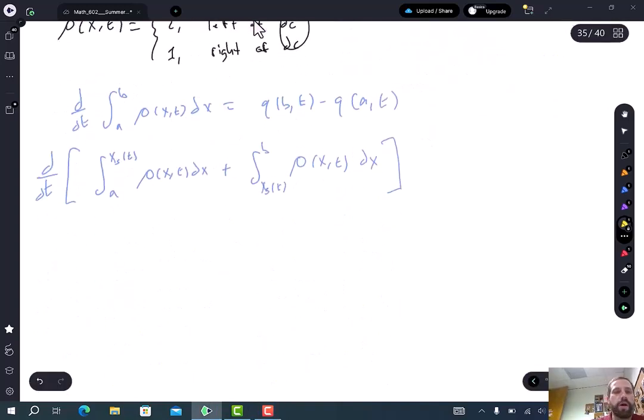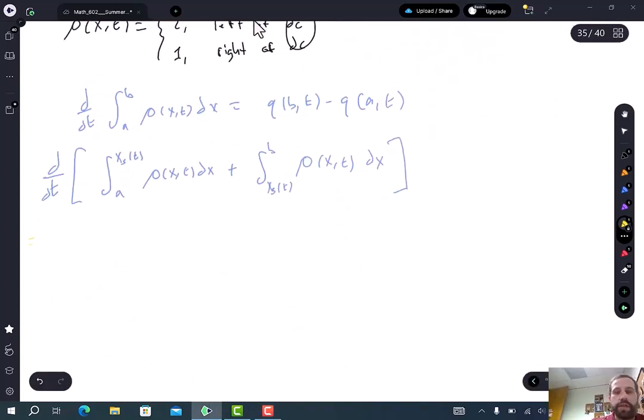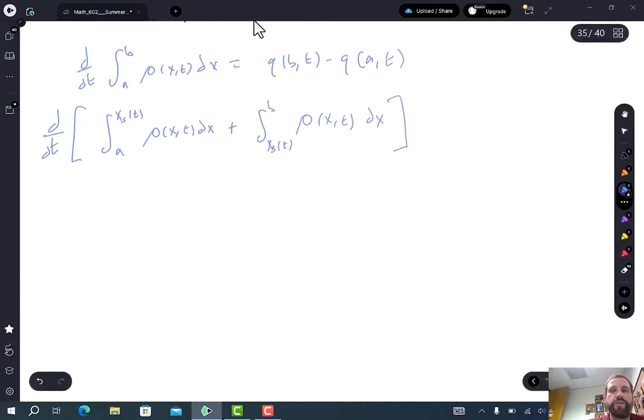Okay, so now this is going to get a little bit messy, but what I want to do is pass the derivative, the differentiation, into the integral. But it's not so simple, because on each one of these integrals, I have a function of t in the limit. And so to do this, we have to use the Leibniz rule.